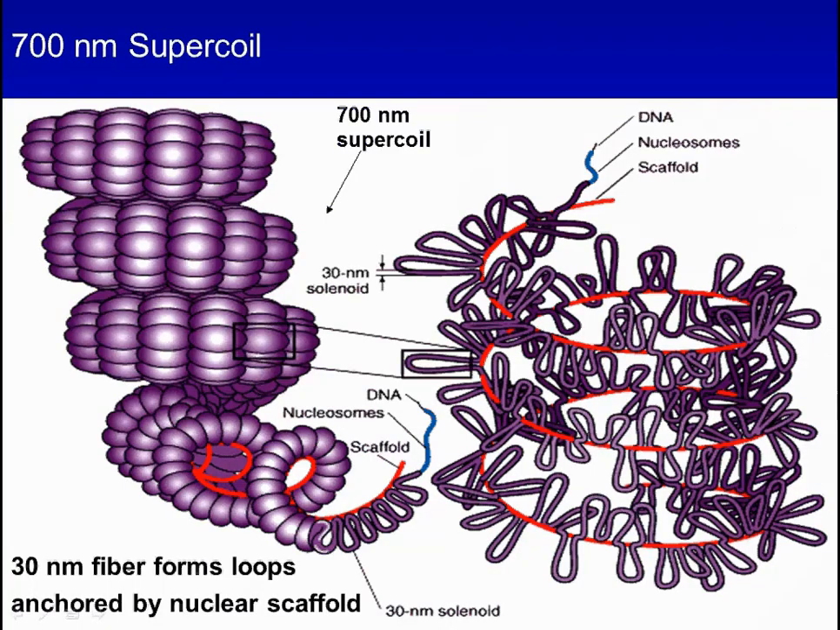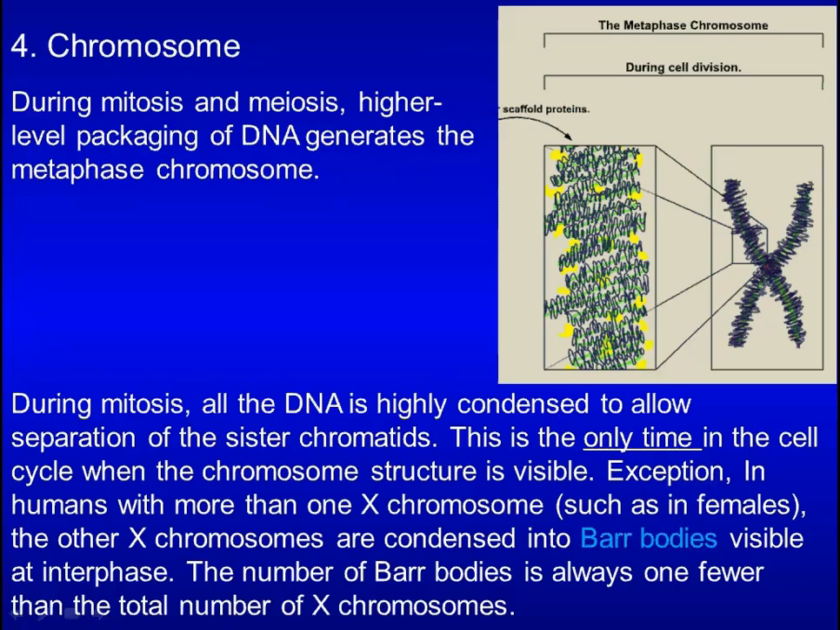Polynucleosomes form loops connected by nuclear scaffold protein, represented here in red. Loops form supercoil with a size of about 700 nanometers. During mitosis or meiosis, a high level of packaging of DNA generates metaphase chromosomes visible under a light microscope. This also happens in the Barr body in females with two X chromosomes.